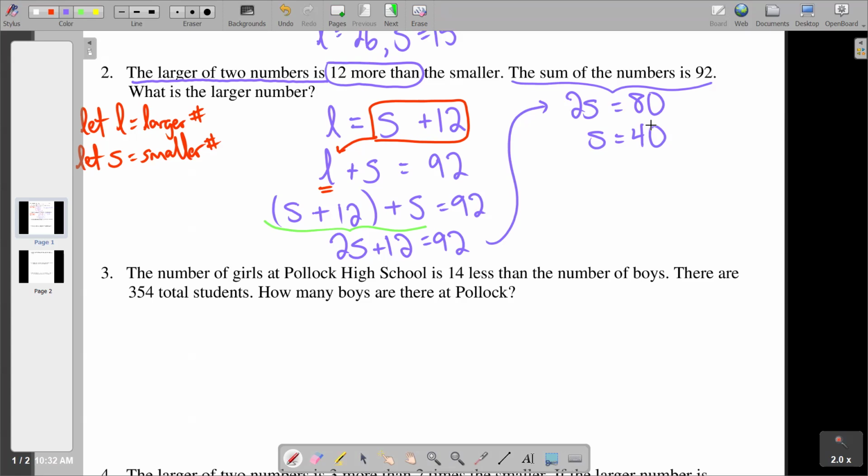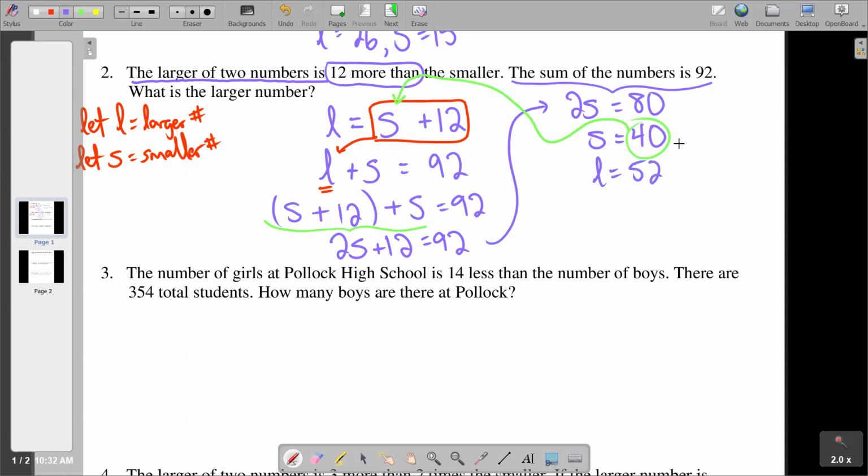I know they add up to 92. So again, I can use some simple little kitty logic to figure out the other one, or I can do the old classic and take the 40 that I know and put it into the old trusty box. It doesn't matter. What is the larger number? It's got to be 52.